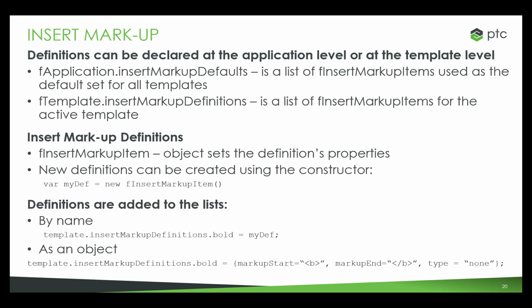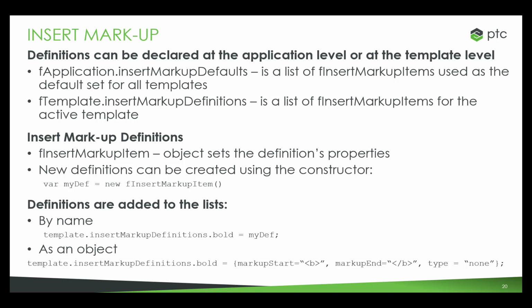At the application level, the property insert markup defaults, fapplication.insert markup defaults, is a list of the insert markup items that you've declared. At the template level, it's template.insert markup definitions, and again, that's another list of the insert markup items. The f-insert markup item is the object which holds all the definitions and the properties for that definition that you're creating. It has a constructor, so you would just create it by using new f-insert markup item. You can add those definitions to the lists, so you can either add it to the list by name, as you can see in that first line of code there, or you can insert it as an object.